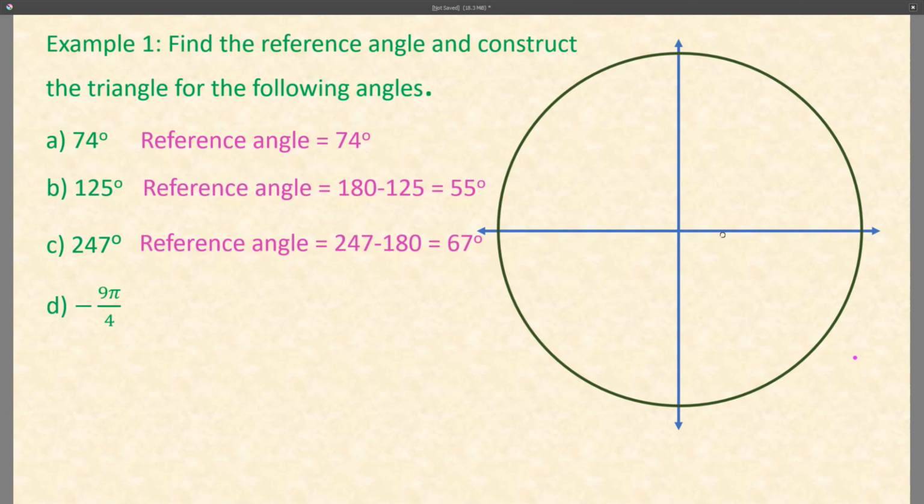Negative means we go clockwise, we go this direction. But we have to figure out how far we go. Remember, pi is equal to 180 degrees. That means 180 is half a circle. This is 1 pi. That is something you all need to keep in mind. A radian is like a part of that pi. So they give you 9 pi over 4.